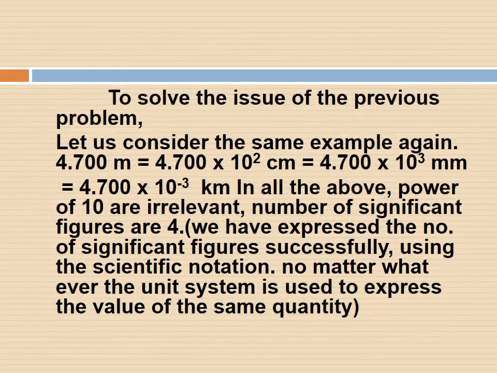To solve the issue of the previous problem, let us consider the same example again. 4.700 meter is equal to 4.700 into 10 to the power of 2 centimeter, which is equal to 4.700 into 10 to the power of 3 millimeter, which is equal to 4.700 into 10 to the power of minus 3 kilometer. In all the above, the powers of 10 are irrelevant. The word irrelevant stands for not important.